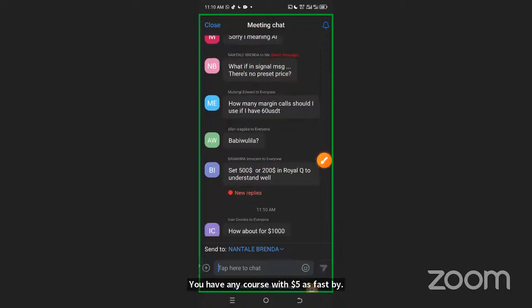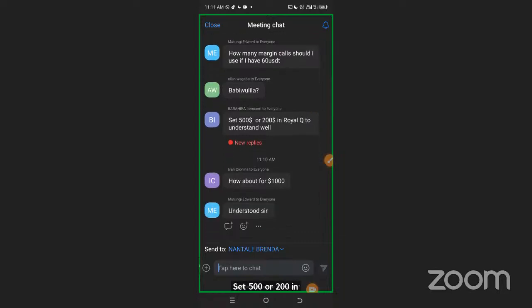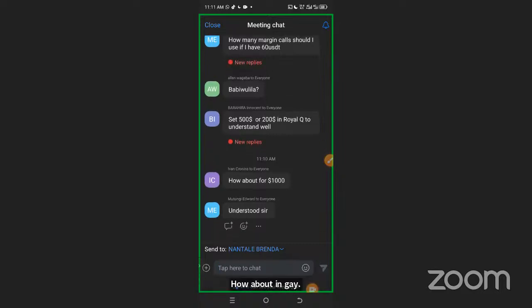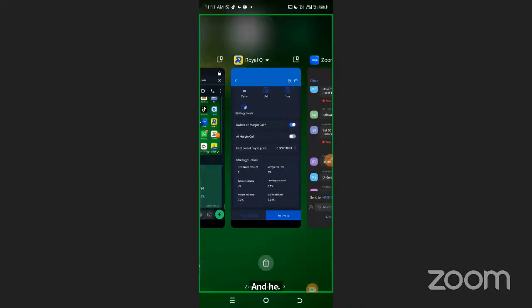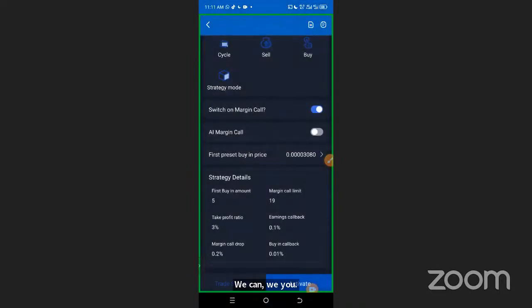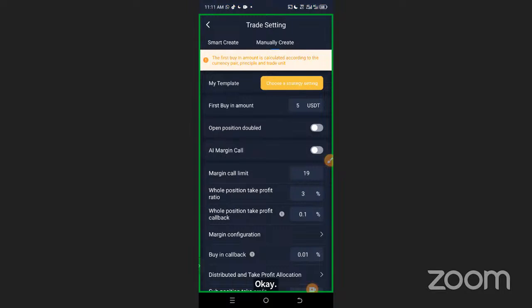Set 500 or 200 in royal queue to understand well. How about 1,000? People don't understand the calculations. Okay. Let me go and do another calculation for another, different trading capital.